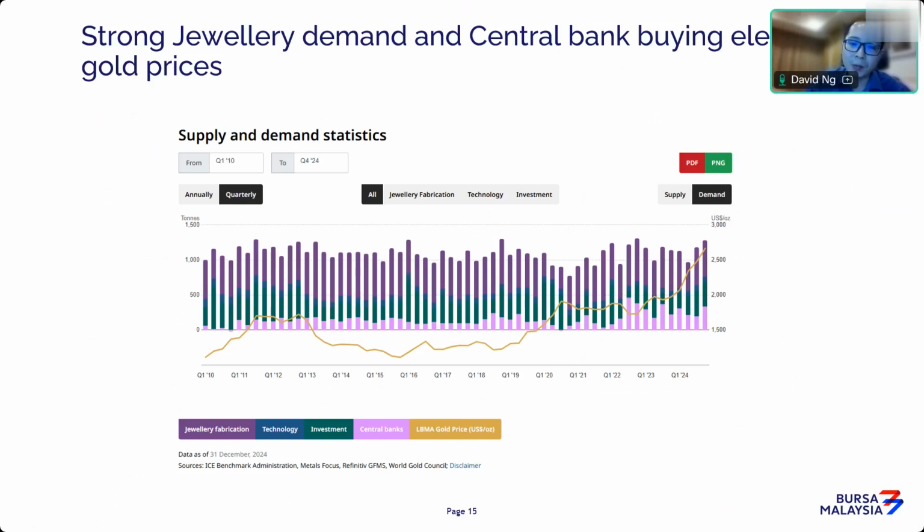If you look at this chart here, you can clearly see that for the past 3 months, probably starting November last year, the demand in fact increased quite substantially. If you split the demand for gold into 4 major categories, which are jewelry, technology, investment, and central banks, you can see that clearly the central banks and jewelry are what drive the major rally in gold prices.